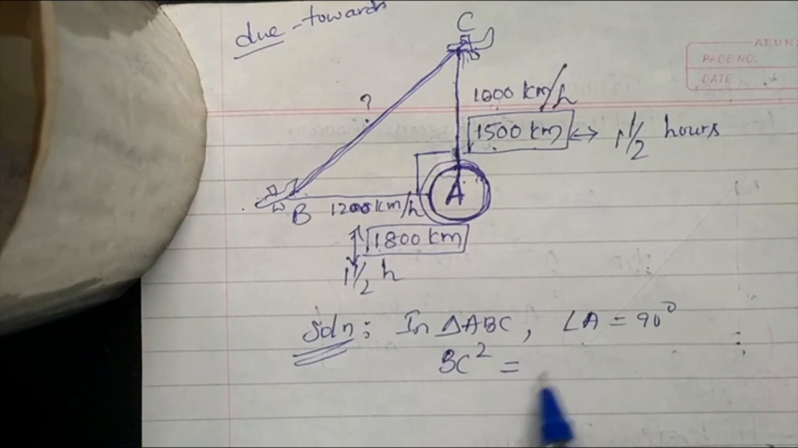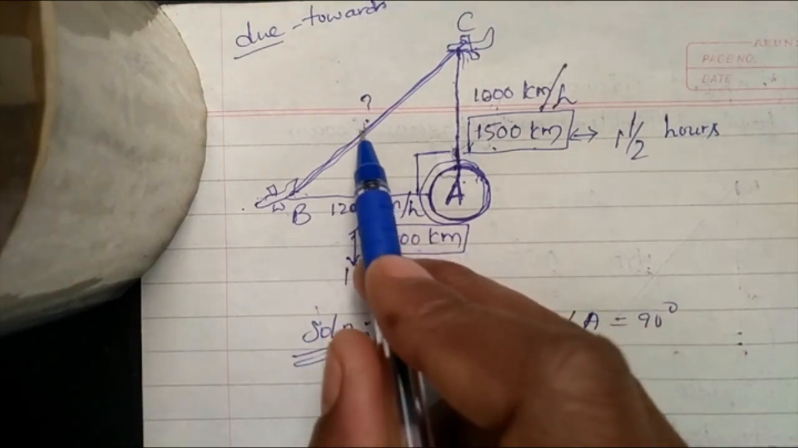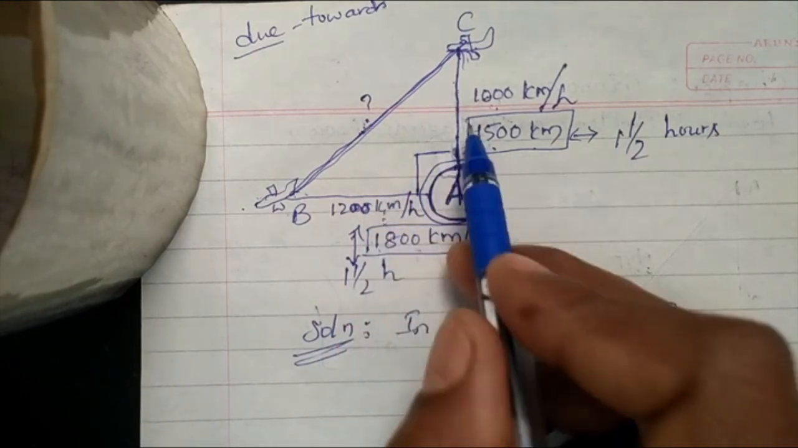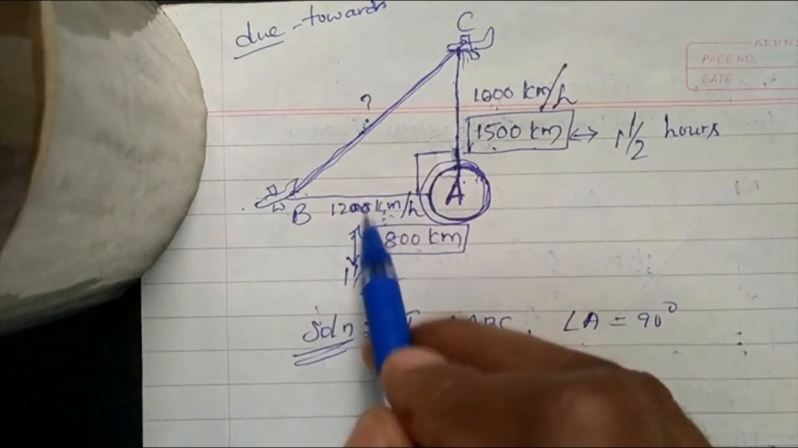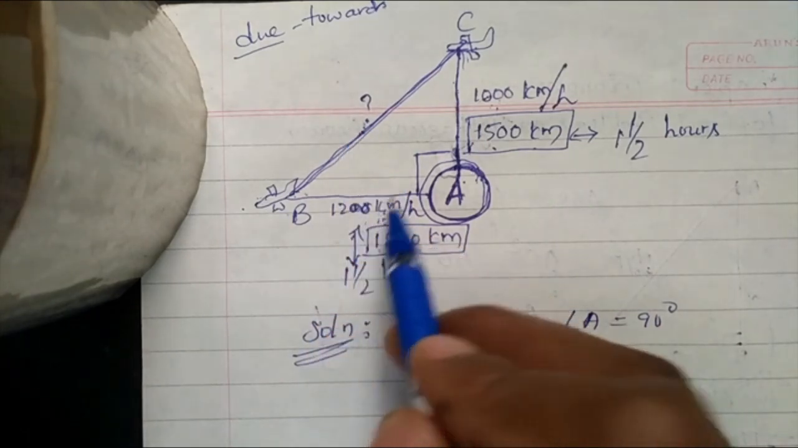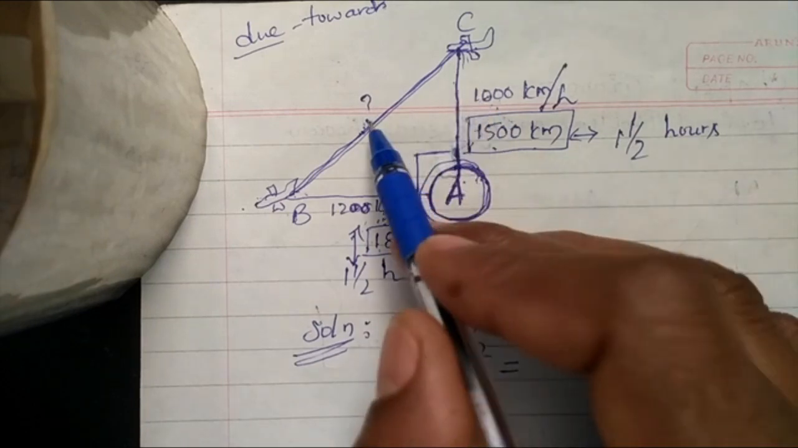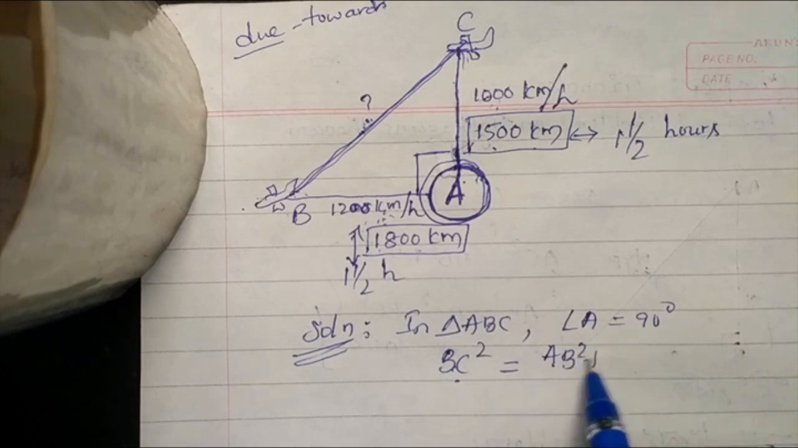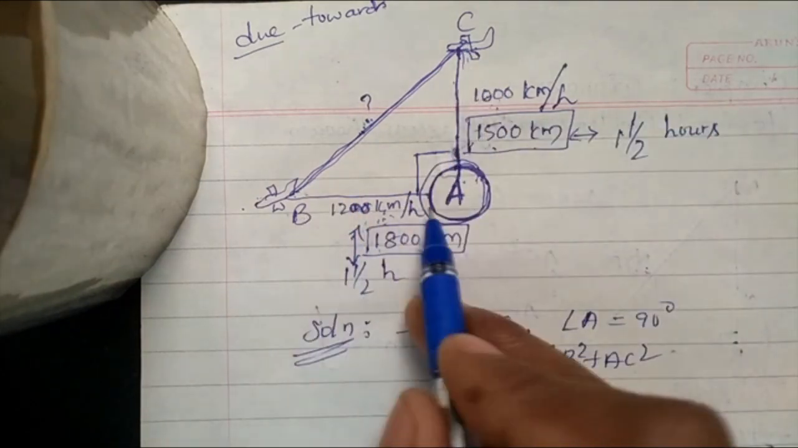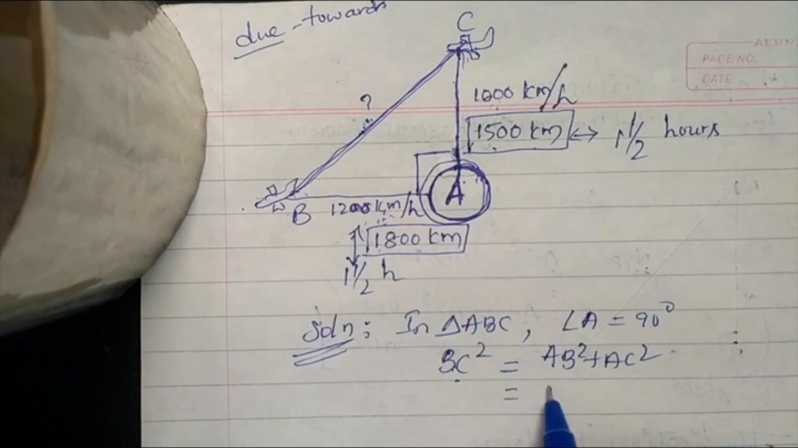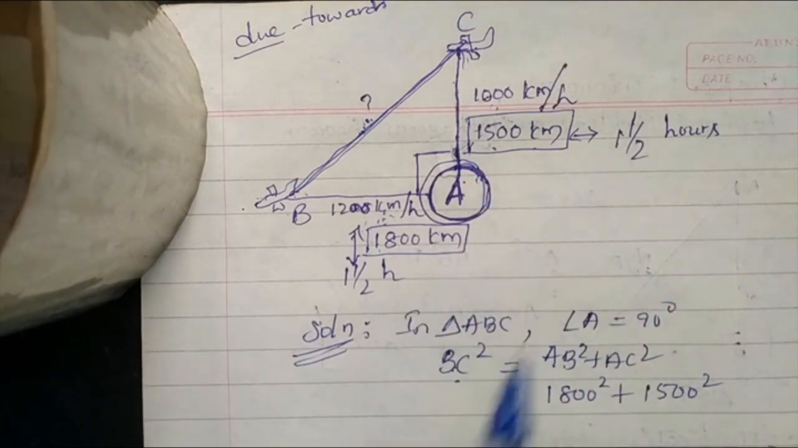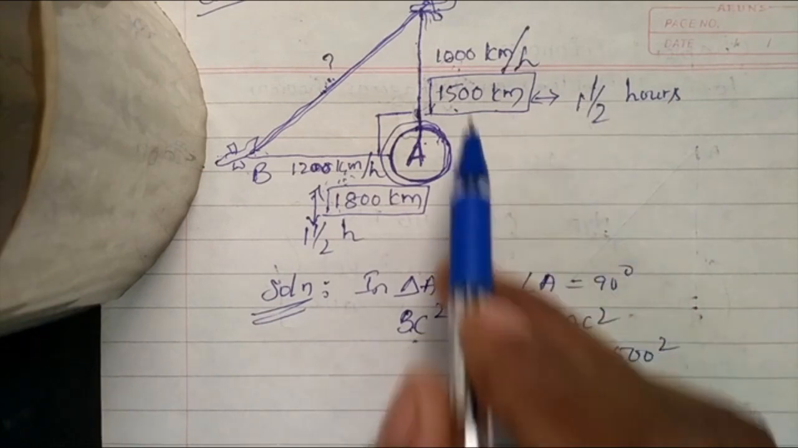So BC square is equal to... BC is the longer side of the triangle. When you are writing the longer side's square, you have to add the other two. Remember, if you are writing a shorter side, you need to subtract: longer minus smaller. But now what we are finding is BC, the longer side, so you need to add the other two. BC square is equal to AB square plus AC square. Now AB is how much? 1800 square plus 1500 square. Take 1500 and 1800, don't get confused, as we are finding for 1.5 hours.